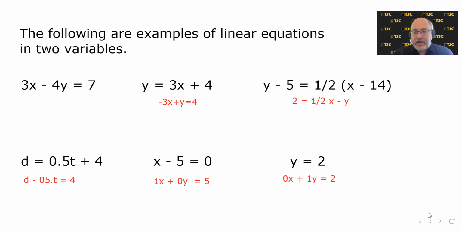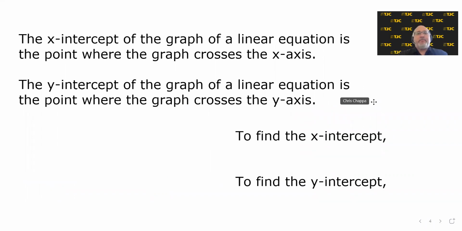Okay, let's talk about intercepts. I think all of you are familiar with the concept of an x-intercept and a y-intercept, but just to have the definitions out there, the x-intercept of the graph of a linear equation is the point where the graph crosses the x-axis. And to be honest with you, this is the definition for any equation, meaning that I could remove the word linear and it would be a more generic, all-encompassing definition.